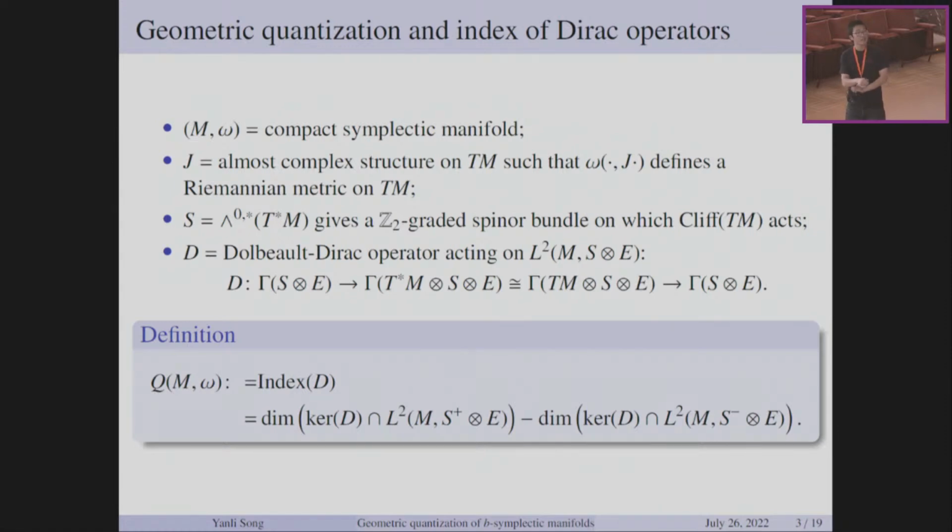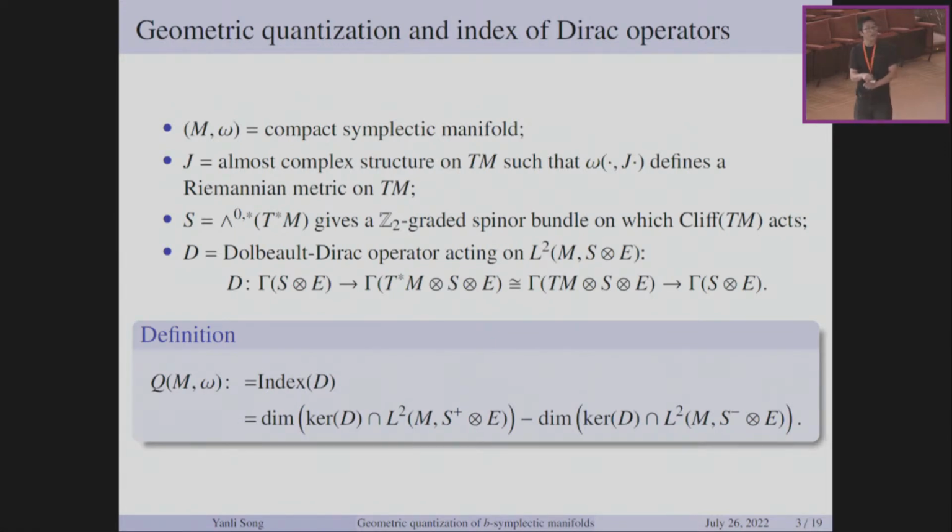The index says, because this Hilbert space has a Z2 grading coming from the Z2 grading of here, you can define the index to be the kernel restricted to the positive part minus the kernel restricted to the minus part. Because the operator D is Fredholm, the kernel is always finite dimensional. Oh, question? Sorry, I'm a bit confused. You mean it has a dense domain? Oh, yes. The kernel always turns out to be smooth because of the ellipticity of the Dirac operator.